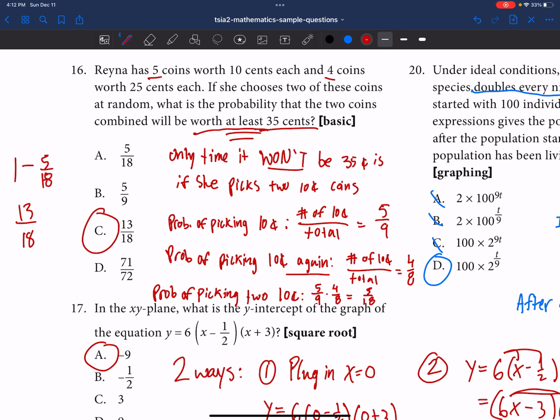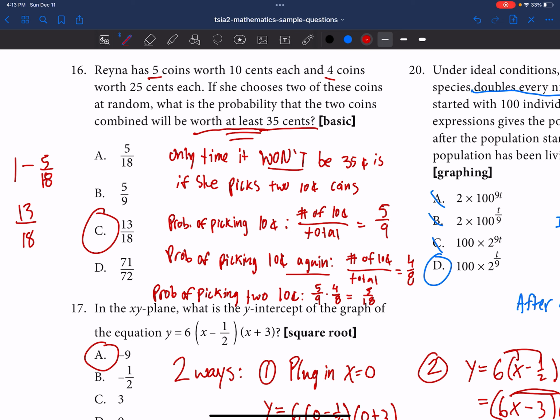You're looking for the probability worth at least 35 cents. But the thing is, that's a lot of work to do to figure out how much are worth at least 35 cents, because there's fewer combinations of coins that make less than 35 cents. And that combination is picking 2 dimes. So if Raina picks 2 dimes, that fails.